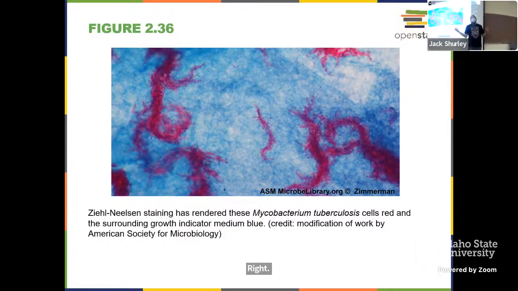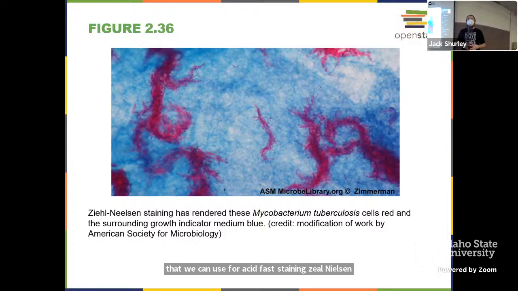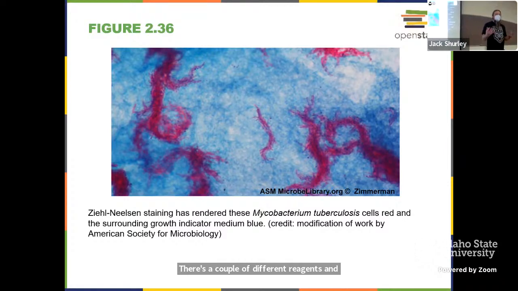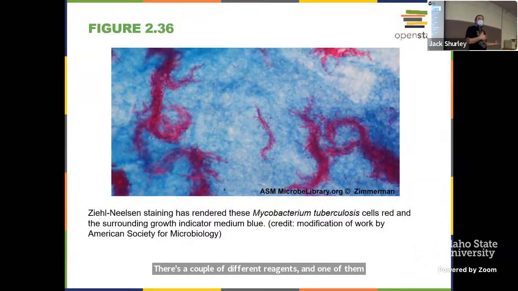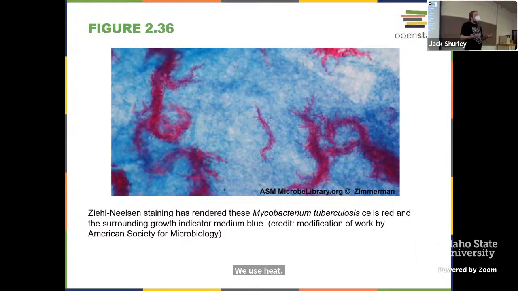So the acid-fast staining, there's technically two procedures that we can use for acid-fast staining. Ziehl-Neelsen, and the other one I believe is the Kinyoun method. Doesn't matter, all right? The deal with this, there's a couple of different reagents, and Ziehl-Neelsen, if I remember everything right, is the one that we would use. The steam bath, we use heat, basically to cause these cells to kind of warm up, loosen up their cell walls the littlest bit.